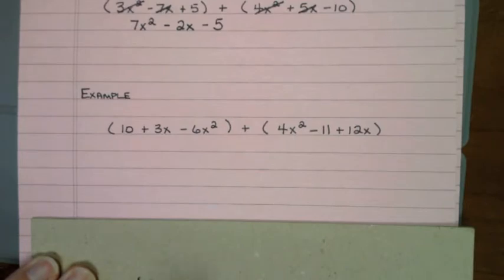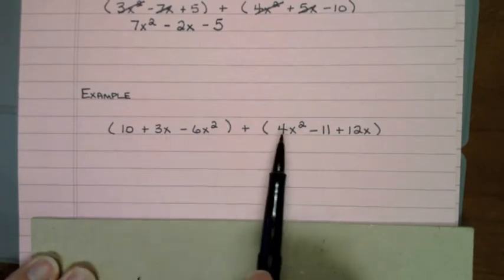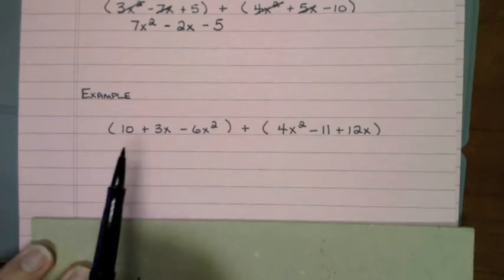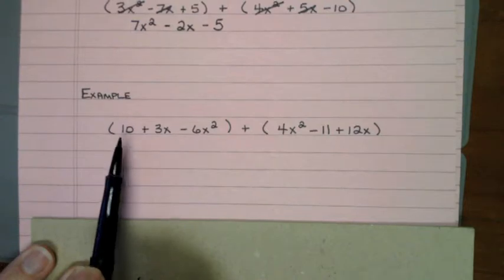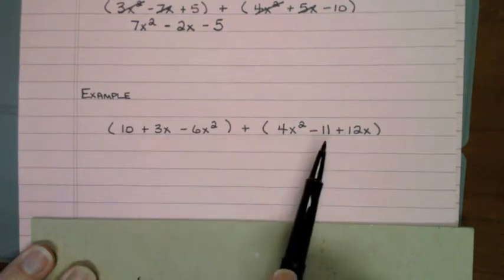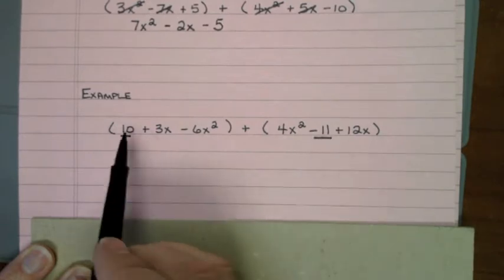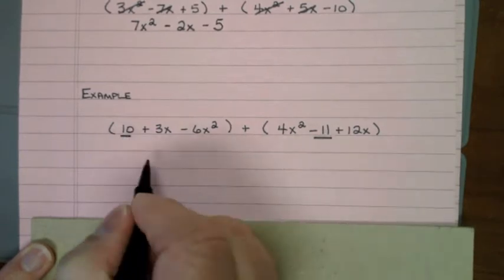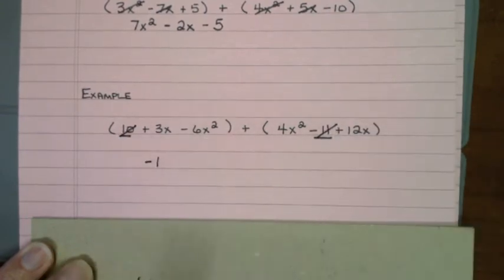Example number 2. I'm going to take this trinomial and combine it with this trinomial. Start with the first one right here. This is just a plain number. I need to combine it with any plain number in this other one. So this 10 right here is going to go with this negative 11. 10 and negative 11 combined together is negative 1. So I've combined that one and that one together.